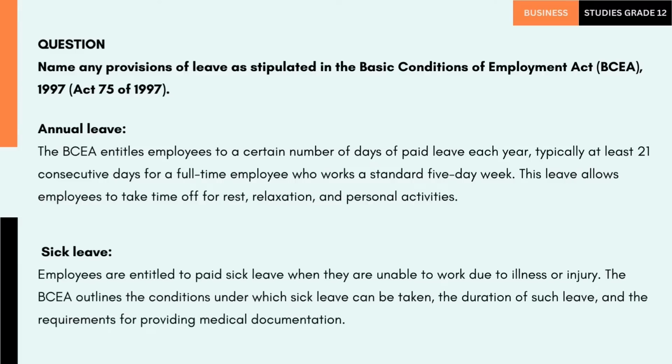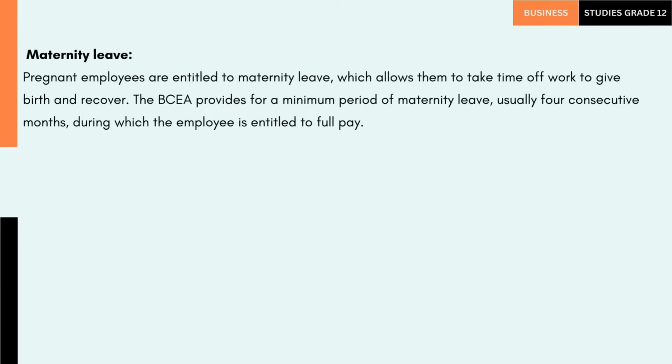2. Sick leave. Employees are entitled to paid sick leave when they are unable to work due to illness or injury. The BCEA outlines the conditions under which sick leave can be taken, the duration of such leave, and the requirements for providing medical documentation. 3. Maternity leave. Pregnant employees are entitled to maternity leave, which allows them to take time off work to give birth and recover. The BCEA provides for a minimum period of maternity leave, usually 4 consecutive months, during which the employee is entitled to full pay.